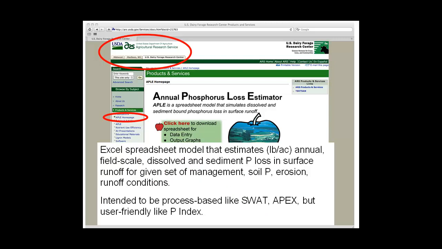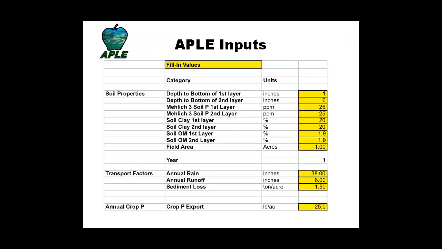So this is an Excel spreadsheet model that estimates, in pounds per acre, annual field-scale dissolved and sediment P loss in surface runoff, so no leaching or subsurface transport. So it's for a given set of management, soil phosphorus, erosion, and runoff conditions. It's intended to be process-based like SWAT or APEX, using that same type of understanding of processes and those SIMS equations, but trying to make it user-friendly like a P-index.